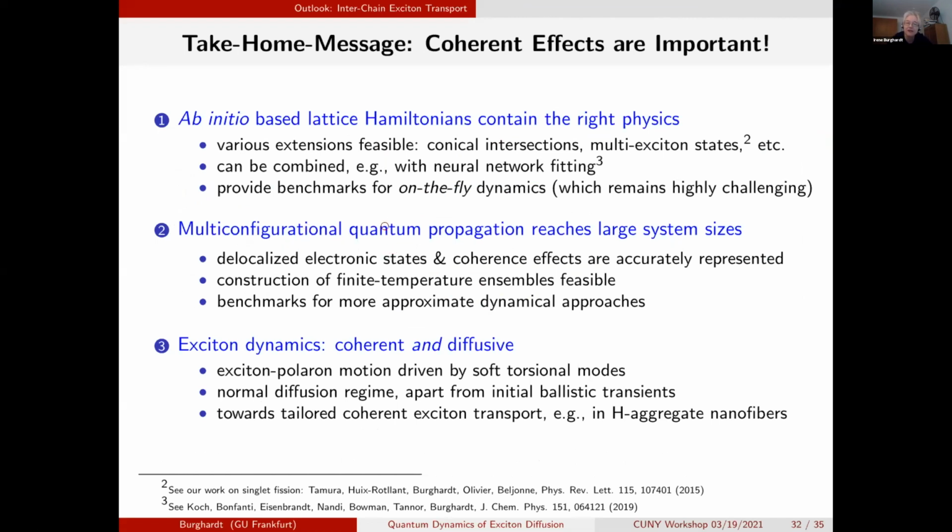And we now have these multi-configurational methods that are able to reach large system sizes and that give very accurate information about coherence, and so about the exciton dynamics. So the transport is coherent and diffusive, right? Essentially we observe a normal diffusion regime in our calculations. So essentially exciton polaron motion driven by soft torsional modes, and that should be representative of various other systems.